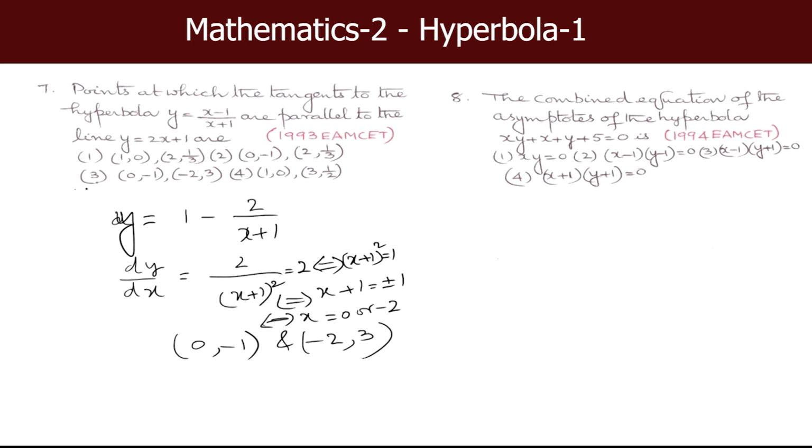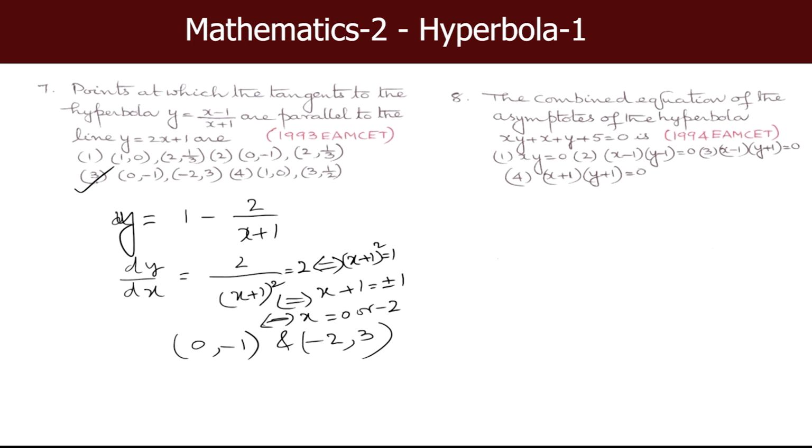Well, this is the third option. These are the points on the hyperbola at which the tangents drawn to the curve are parallel to the given straight line y equal to 2x plus 1. 8. The combined equation of the asymptotes of the hyperbola xy plus x plus y plus 5 equal to 0 is.